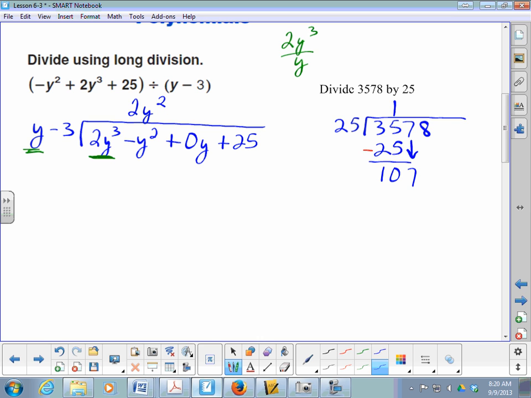So after we put this 1 up here over the 35, what did I do with the 1? Multiplied it by 25. So now I'm going to take 2y squared, and I'm going to multiply it by this whole thing. Not just the y, but I'm going to multiply it by the whole thing. So we have 2y squared times y is 2y cubed. Those should always be the same. If they're not the same, you made a mistake. All right. And then 2y squared times negative 3 is negative 6y squared.